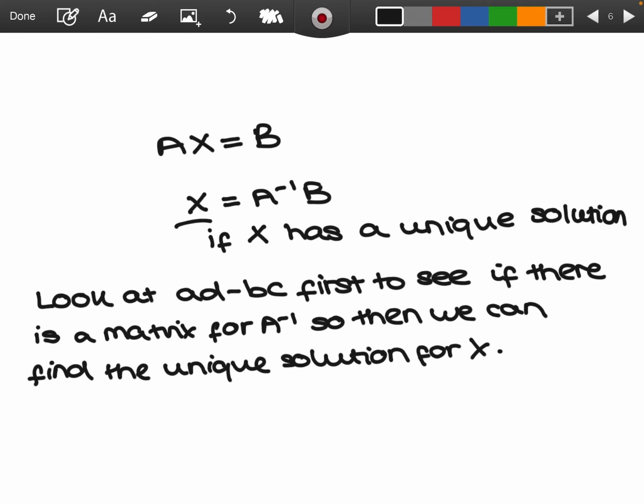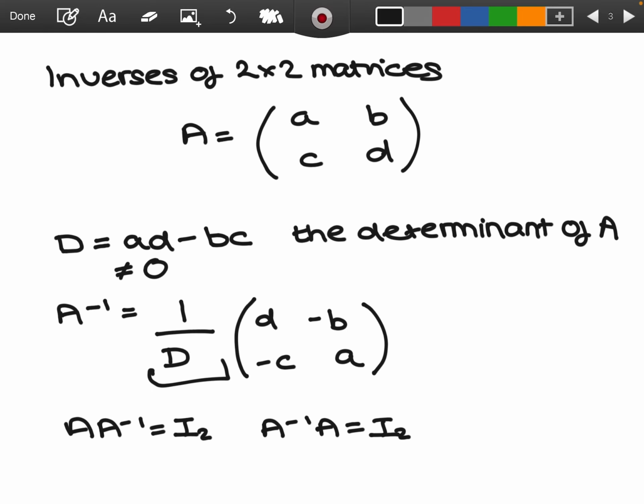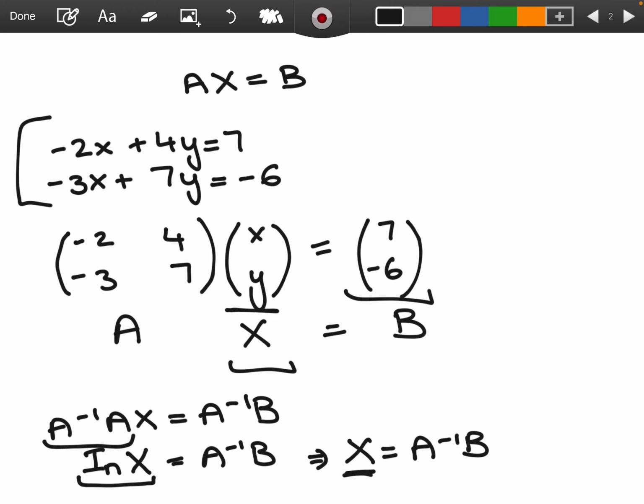Okay, so we have to look at AD minus BC to see if it equals 0 or not first. If it does equal 0, A inverse doesn't exist. If it doesn't equal 0, we can go ahead and find A inverse, and hence we can find a unique solution for our system of equations.